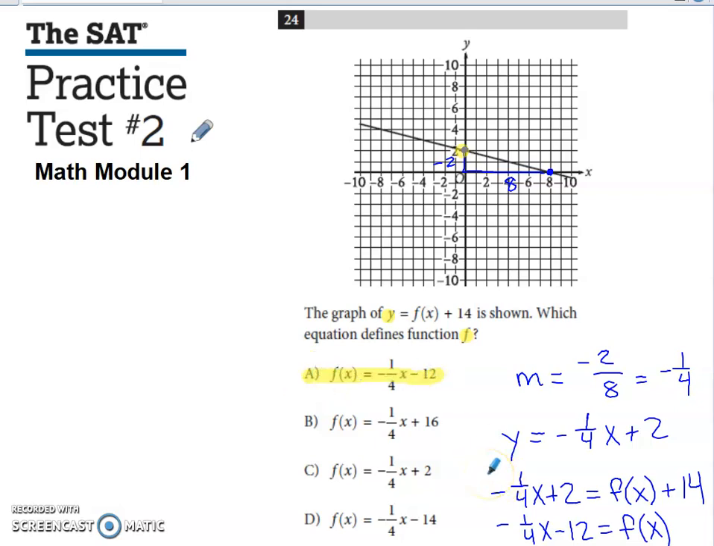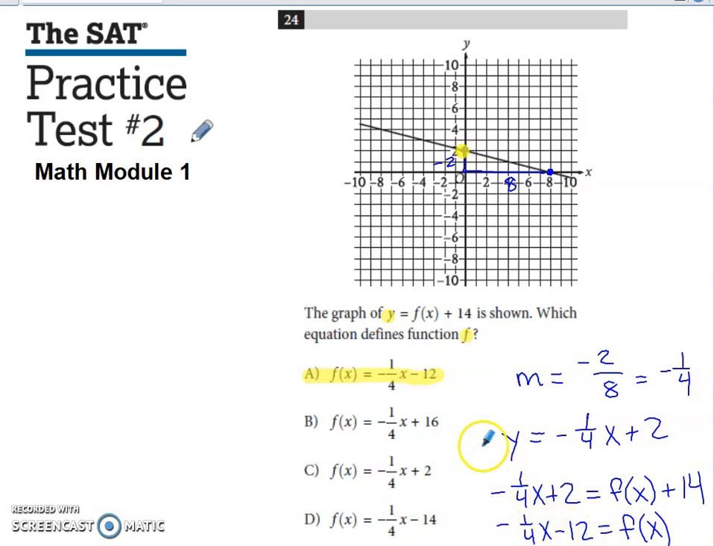Another way that you could reason through this is you might recognize that f of x plus 14 is a vertical translation of f of x up 14 units. If I move f of x up 14 units and the y-intercept ends up at +2, that means my original y-intercept on f of x had to be at -12.